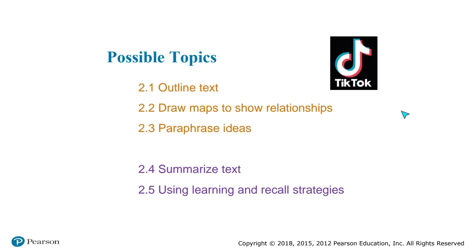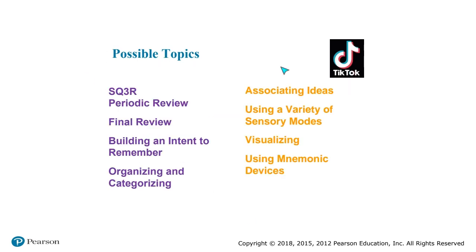Here's some more. Outline text, how do we do that? Drawing maps to show relationships, paraphrasing ideas, summarizing text, learning and recall strategies, which we just covered today, okay? Remember those learning and recall strategies? Like these, remember the SQ3R, periodic review, final review, immediate review, mnemonic devices, all those things.